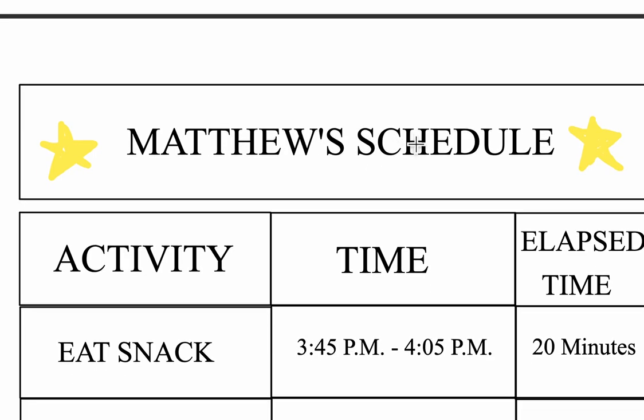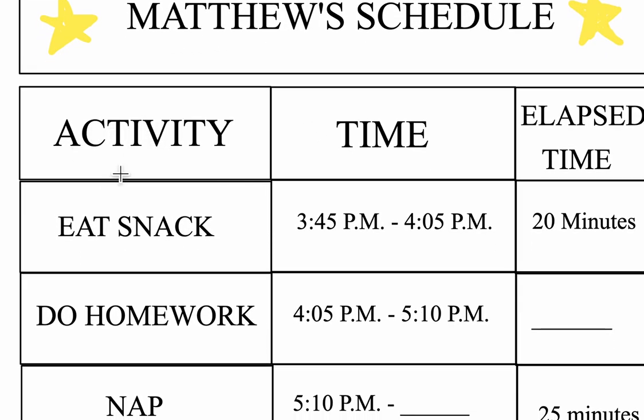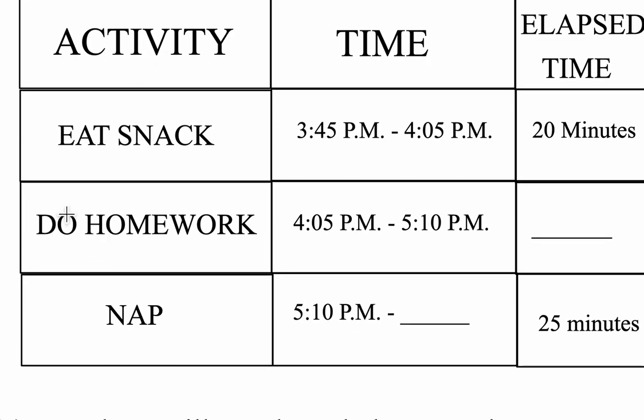So here we have a schedule of a student named Matthew. We have a column for his activities, the start and end time of his activities, and the amount of time he spent doing the activity. So for the first activity, eating a snack, he started at 3:45 p.m. and he ended this activity at 4:05 p.m. and that took 20 minutes. Let's go to the second activity.